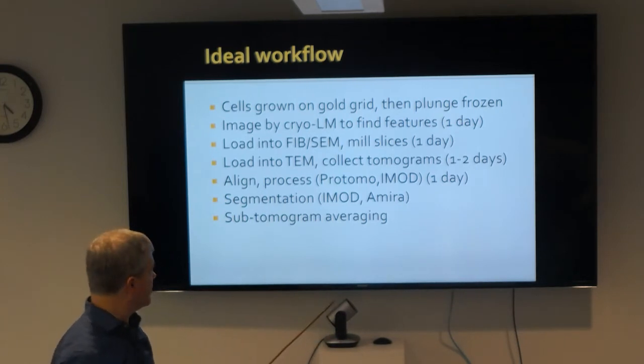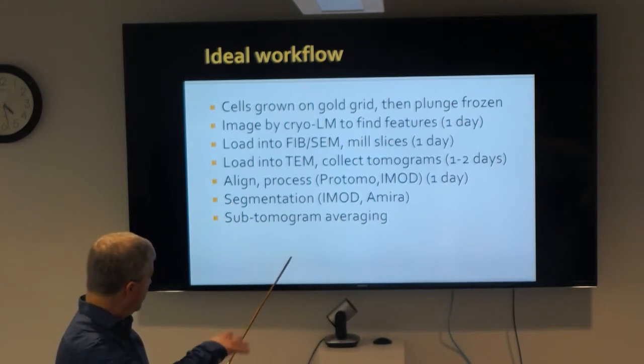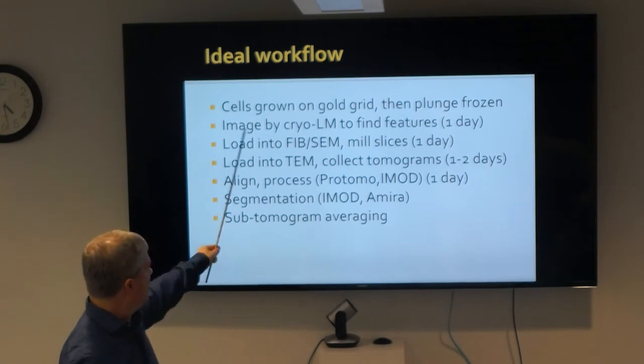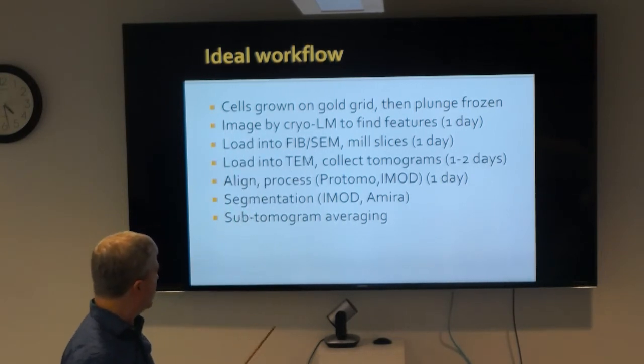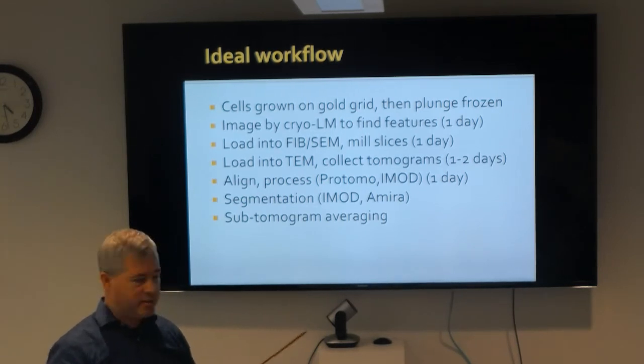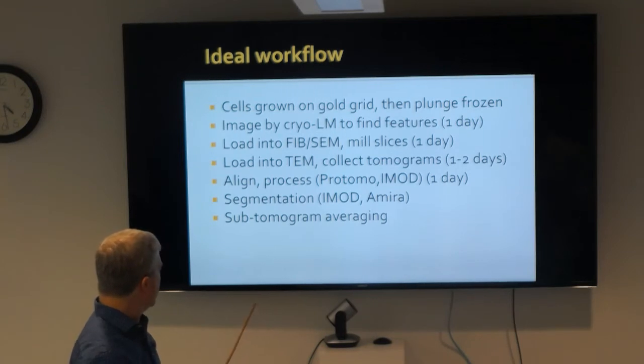Freezing the cells well can be hard. You have to get them to grow well on the gold grids. We have a cryo light microscope at NYSBC. It's kind of not ideal. It can work for basic things. We're looking into a better solution.